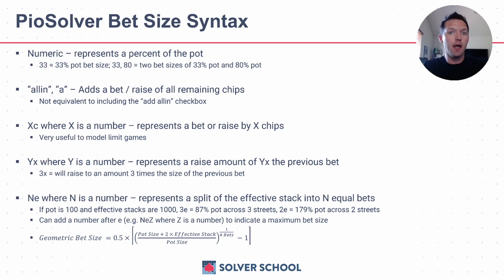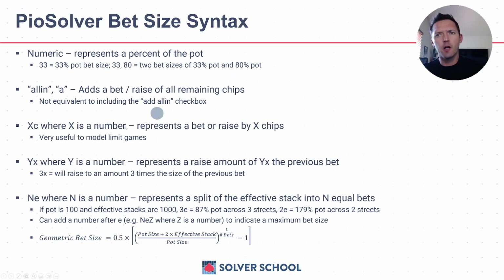adding the letter E. The format I have here is NE, where N is equal to a number. This represents a split of the effective stacks into N equal bets. It's often referred to as betting a geometric sizing, or aligning things to the geometric growth of the pot. Sometimes it can be useful to think about betting the same percentage of the pot for 2 streets or 3 streets to ensure that you are all in by the time you get to the river. That's where this geometric sizing can come into effect.